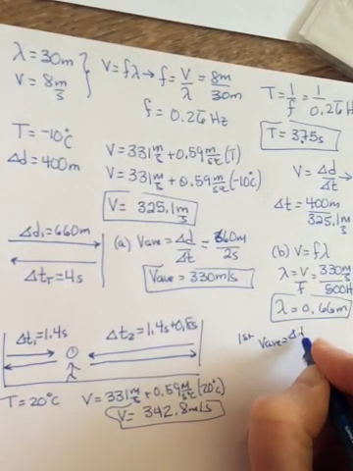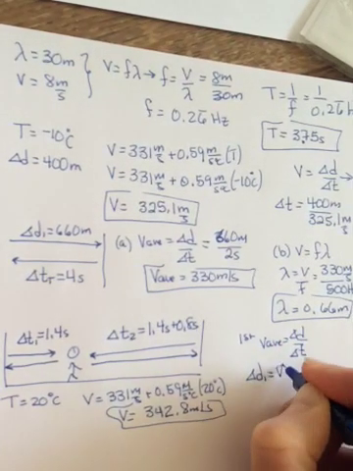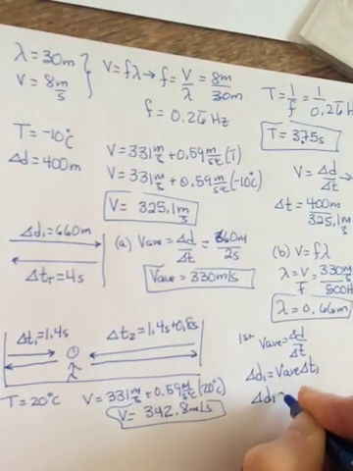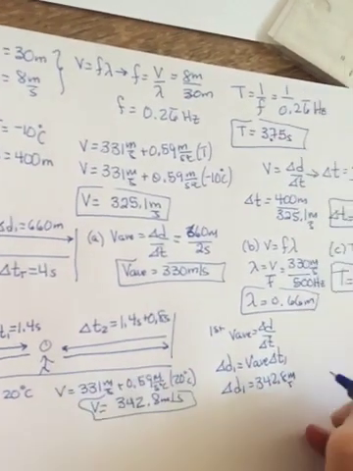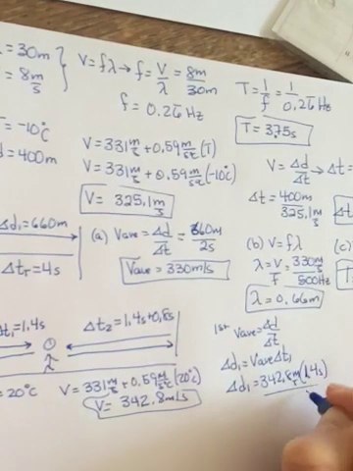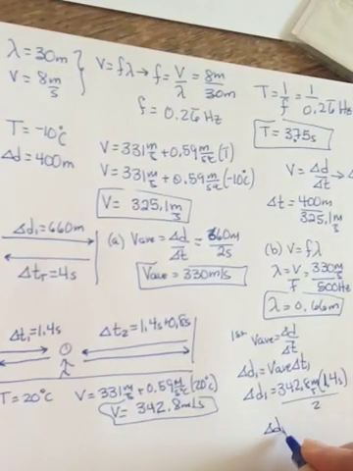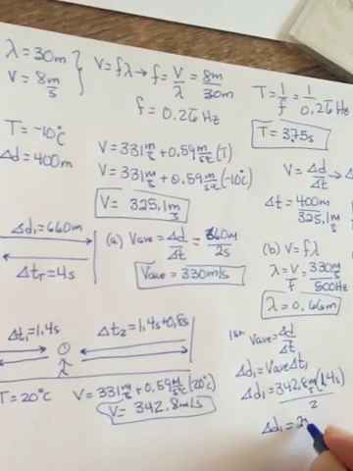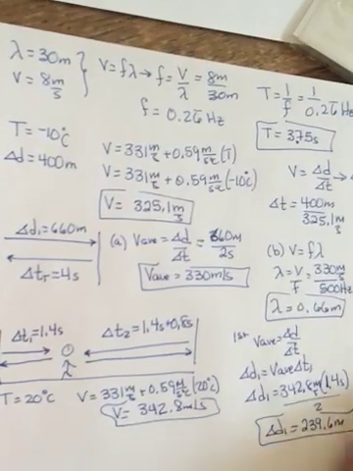Okay, so with that, we can find the first side. v average is equal to delta D over delta T. So delta D1 will be equal to v average times delta T1. So delta D1 will be equal to 342.8 meters per second, and time 1 is 1.4 seconds. And somewhere here you have to divide by 2, because that time is down and back and we just want the distance one way. So when you divide by 2, you should get 239.6 for the first part of the room.